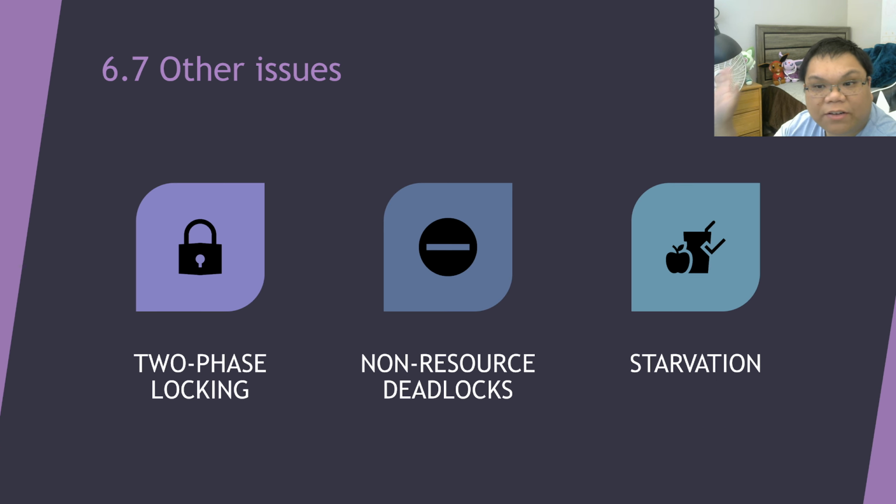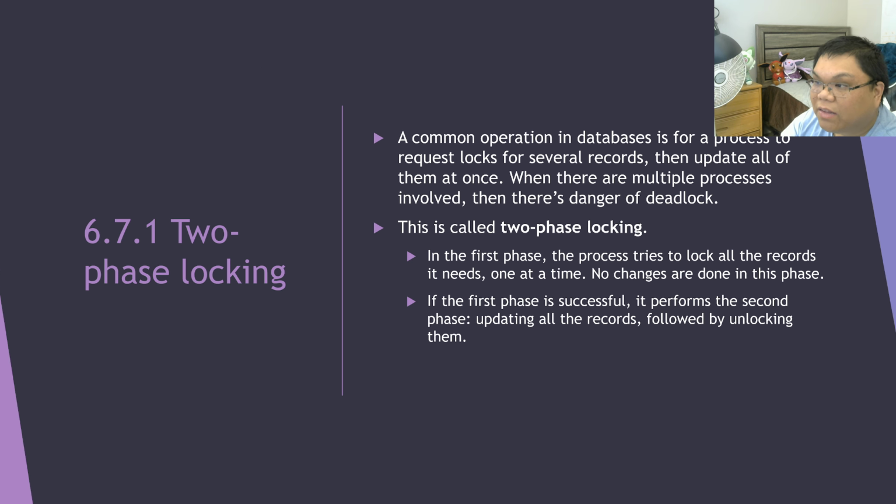There are a few other issues related to the topic of deadlock, and we're going to look at them here. The first one is two-phase locking. A common operation for databases is for a process to request locks for several records and then update them all at once. This is called two-phase locking, and there's a danger for deadlock if there are multiple processes involved.